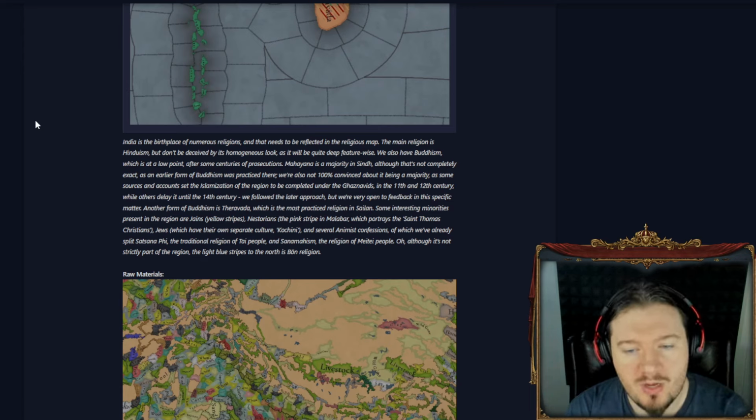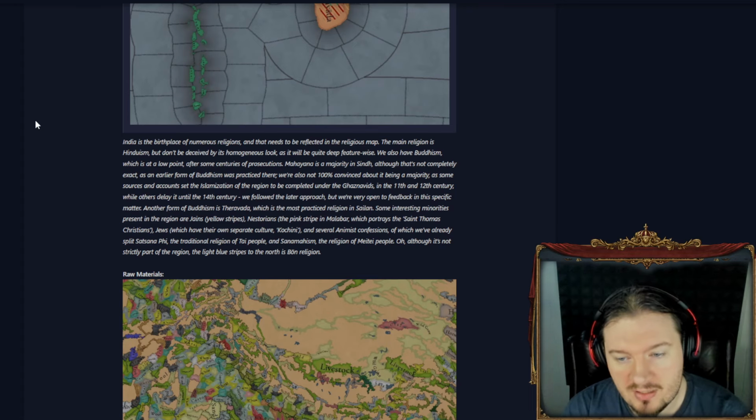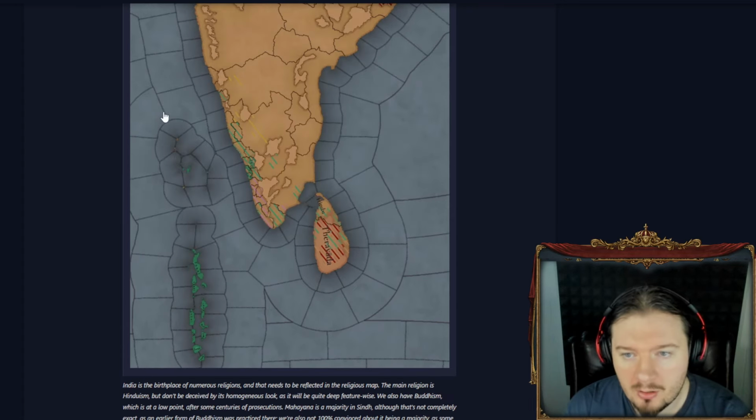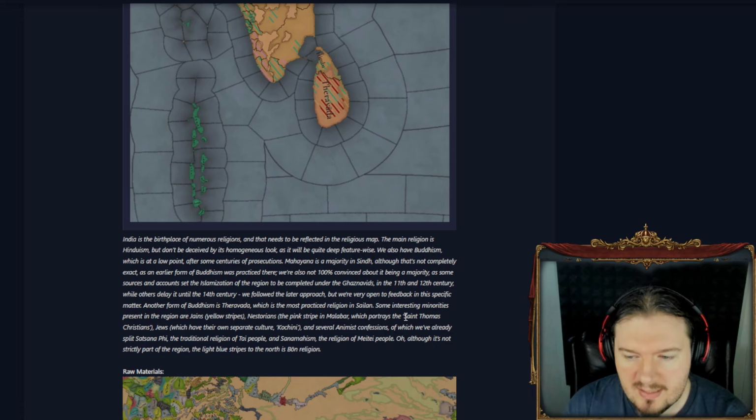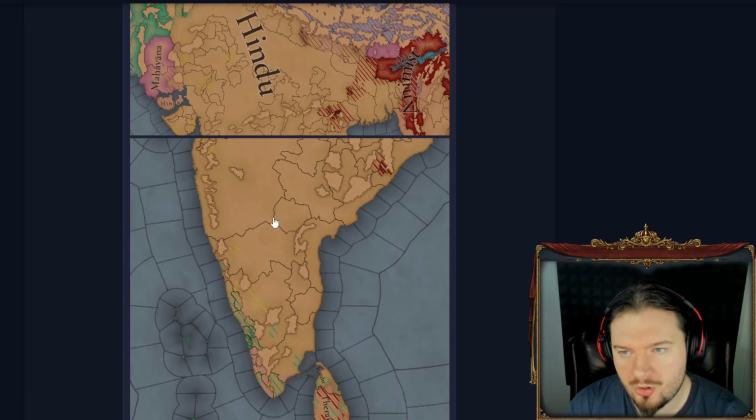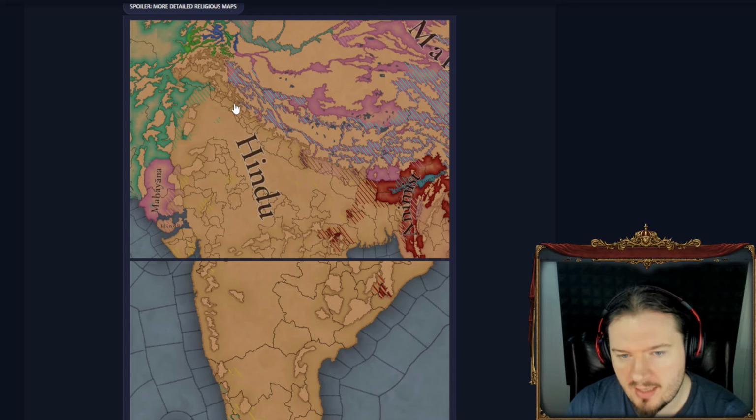Some interesting minorities present in the region are the Jains, which are the yellow stripes, and the Nestorians, the pink stripes in Malabar. Okay, that's what that is. That's not Mahayana at all. Which portrays the St. Thomas Christians, Jews which have their own separate culture, Kochini, and several animist confessions, of which were already split. Sarnaism, the traditional religion of the Santhal people, not Thai, this is different, and Sanamahism, the religion of the Meitei people. Although it's not strictly part of the religion, the light blue stripes to the north is the Bon religion, which is this. That's really cool.